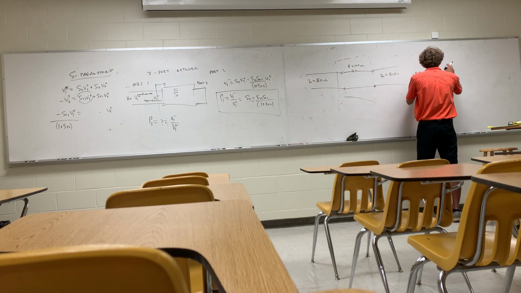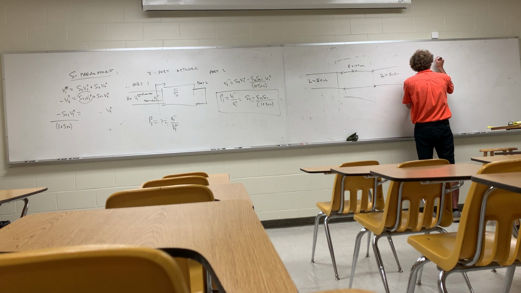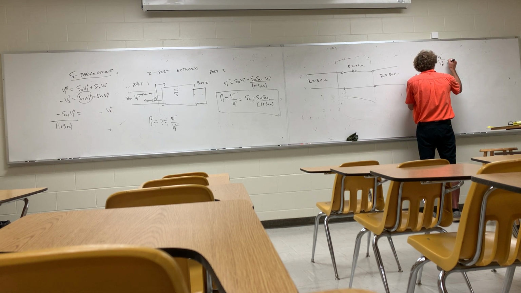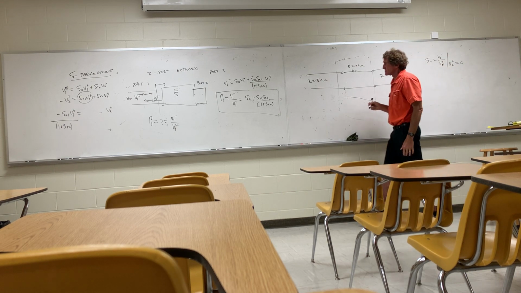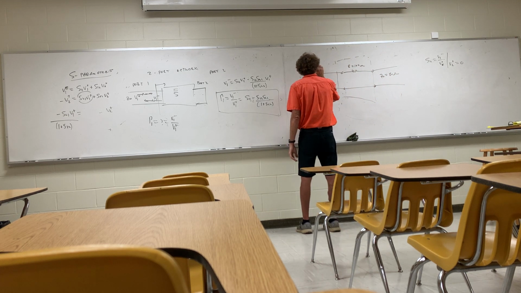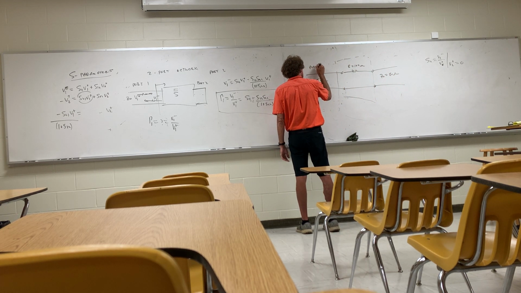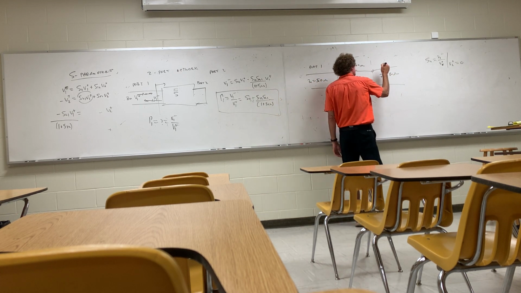Okay, now, when we look at this, we're going to go ahead and get the S parameters. The first parameter we're going to get is S11. And S11 is equal to V1 minus over V1 plus, assuming that V2 plus is 0. So here's port 1. Here's port 2.